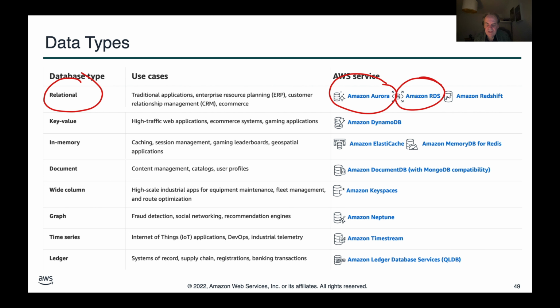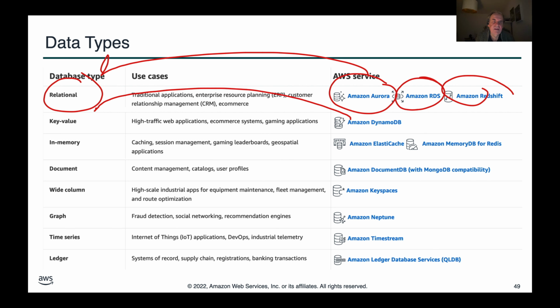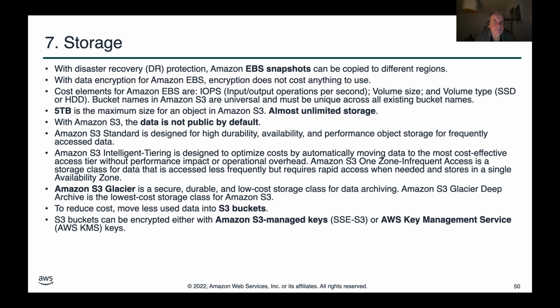So these are the databases. Aurora, RDS, and Redshift are relational databases. They do data infrastructures at scale, at an enterprise level, but they are fairly fixed in their structure. A more dynamic one is to use key value or NoSQL. We can have in-memory databases with ElastiCache, and these are some of the other ones there.